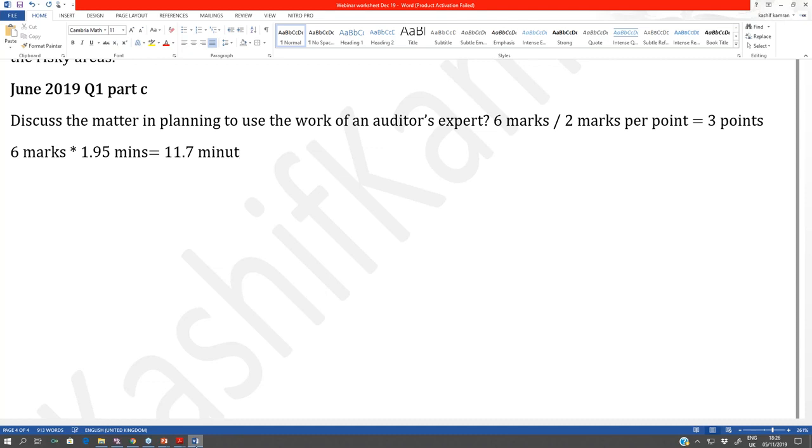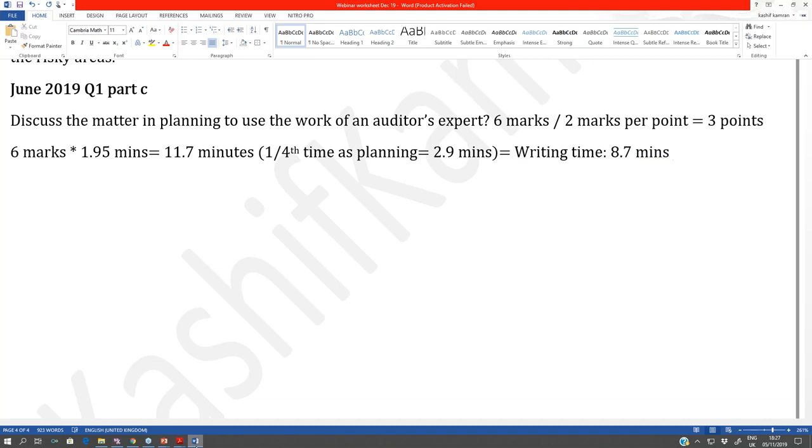Now from the 11.7 minutes, we have 1/4 time as planning. So how much is the planning time? Okay, 2.9 minutes is the planning time. So how much is the writing time then? What is the writing time to write this answer? The writing time is almost 8.7 minutes. So this is exactly what you need to do.